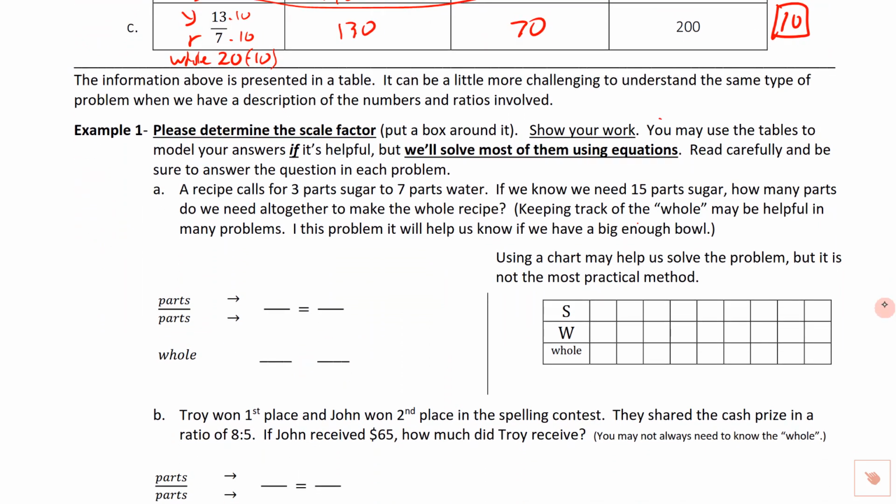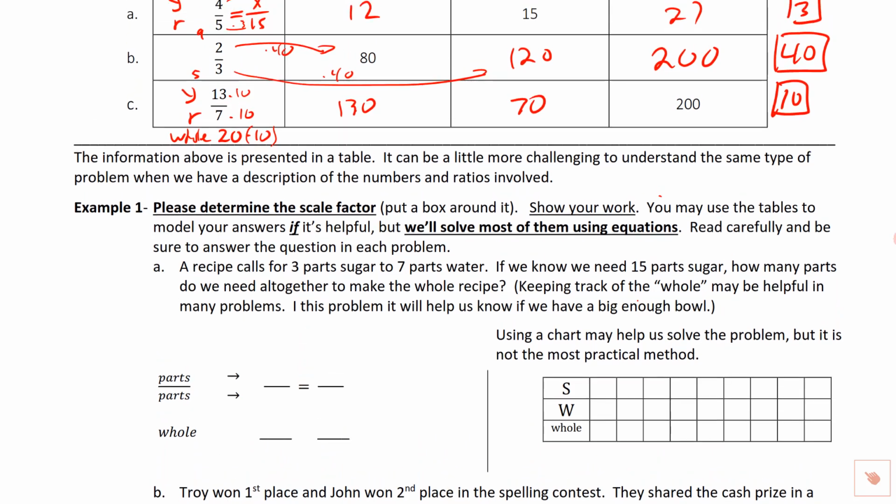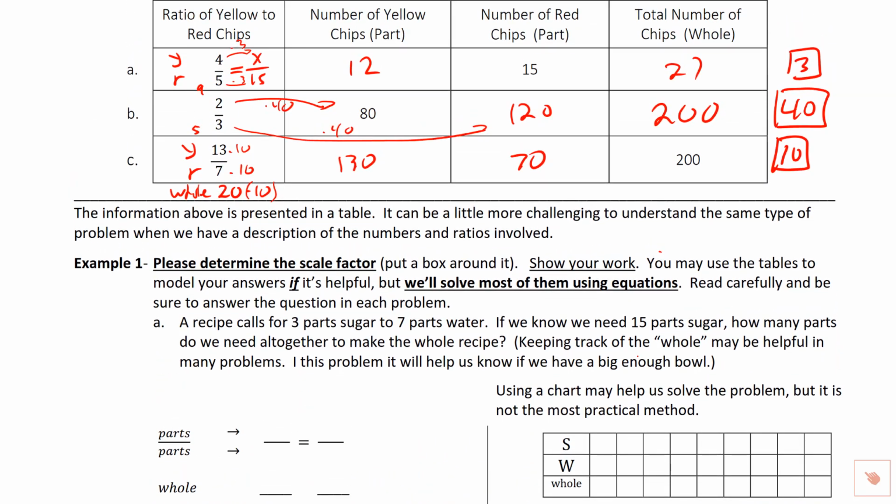Some really good information. The stuff we had up above was presented in a table, and it can be a little bit more challenging if we've got a different situation where they describe what's going on with some numbers and some sentences and everything. Plus, if you did the two-color chip activity in 7.2, you already kind of familiarized yourself with the way that works.